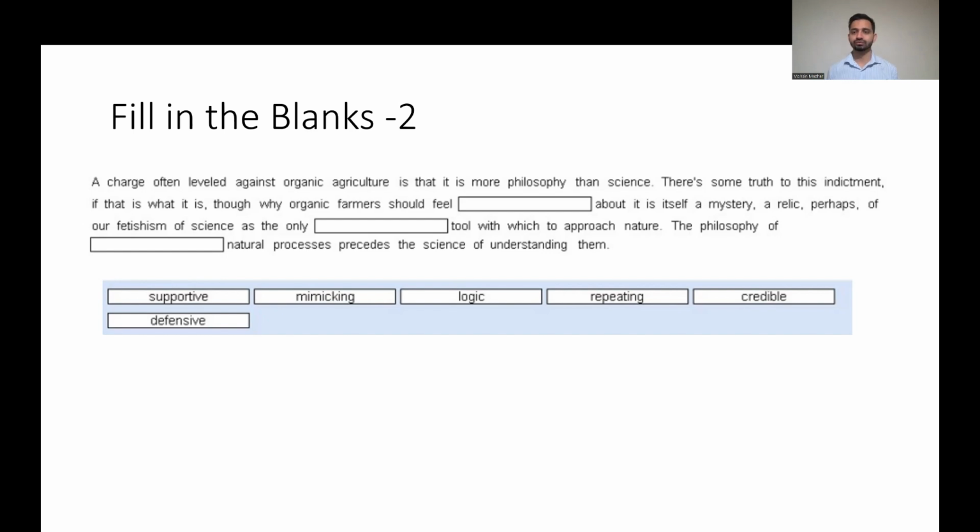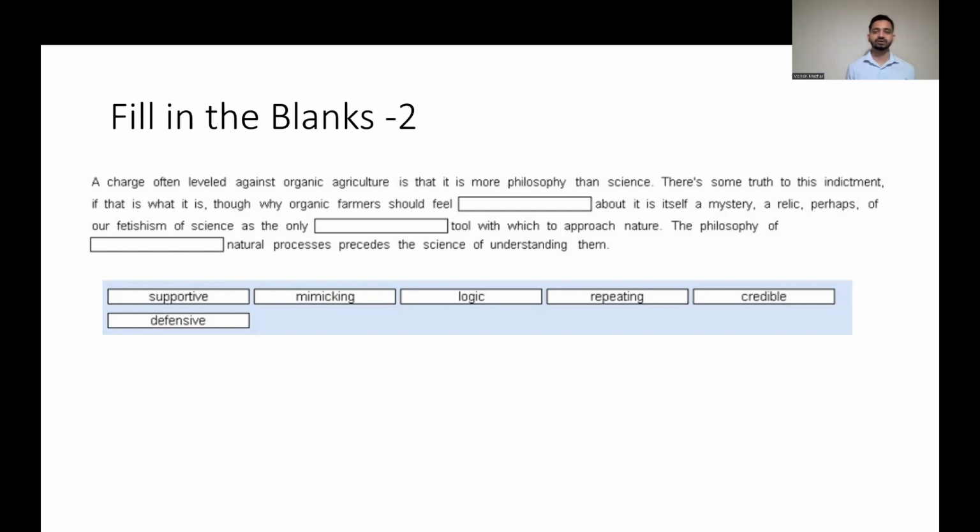So credible tool. And this is collocation as well. It makes sense in terms of collocation, credible tool. For example, you know, we talk about this quite a lot and we say, oh, this is a credible tool that we can rely on, right? So our fetishism of science as the only credible tool with which to approach nature. The philosophy of natural processes precedes the science of understanding them.